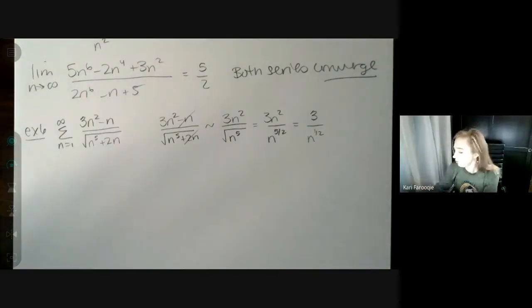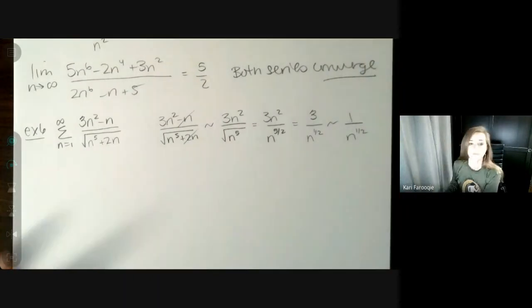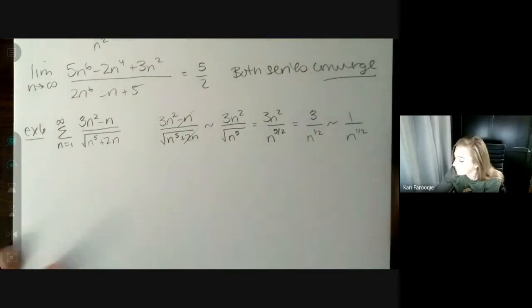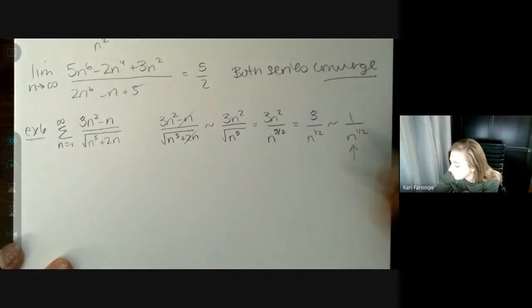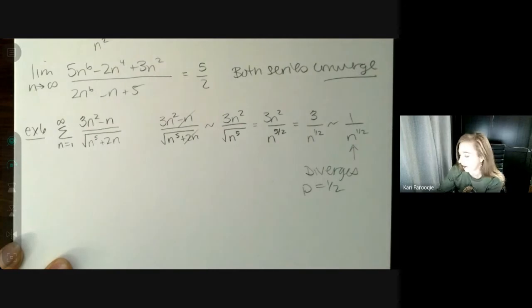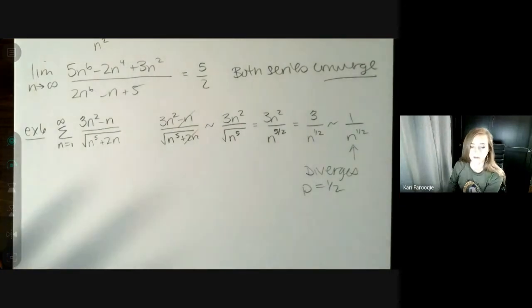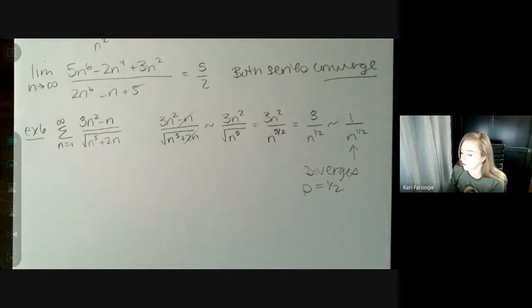And if you'd like, you can even get rid of this 3. It does not matter. Whatever you want to do. Now, this is going to be your comparison series, and this one diverges. It's a p-series where p equals 1/2, which is less than or equal to 1, and it's going to diverge as long as p is less than or equal to 1.